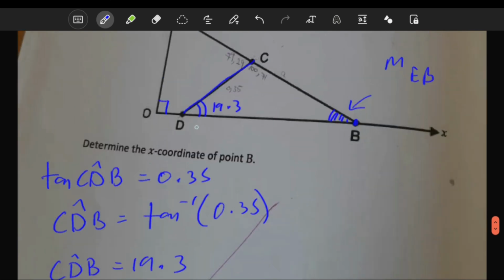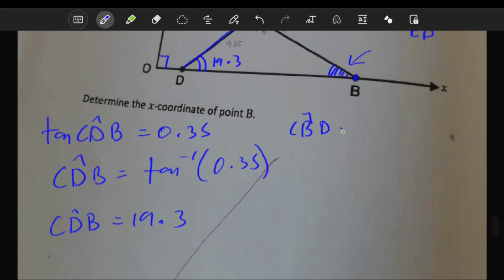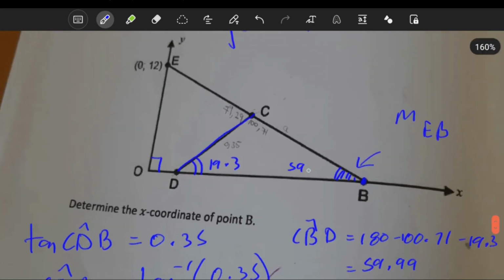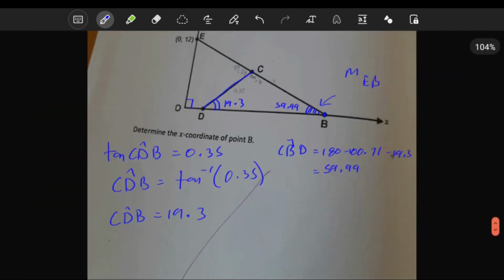So CBD is equal to 180 minus 100.71 minus 19.3. Let's see what this gives us in the calculator. 180 minus 100.71 minus 19.3 is 59.99. So this is 59.99, and that angle we can use to get the gradient of EB.